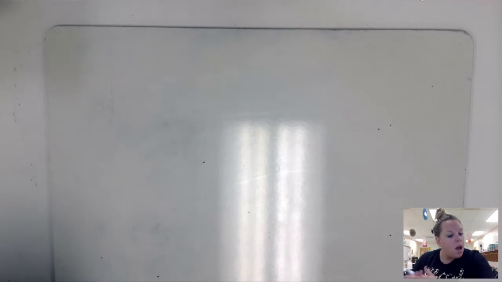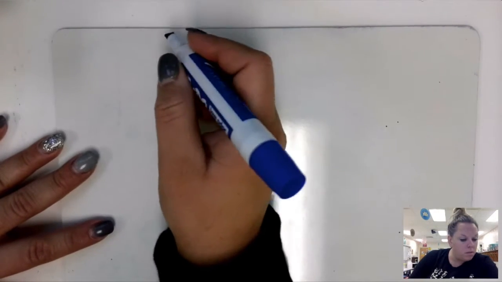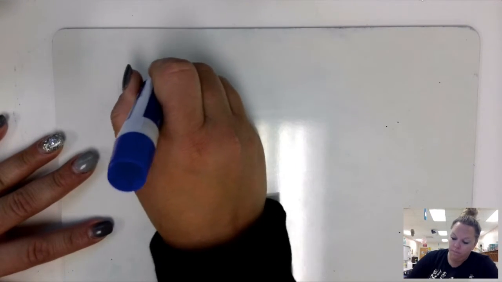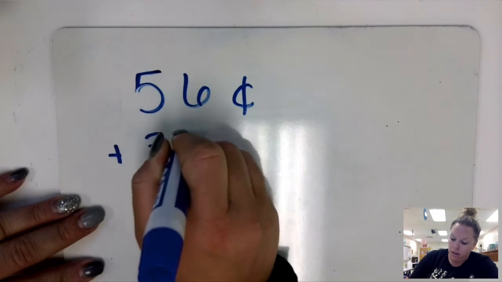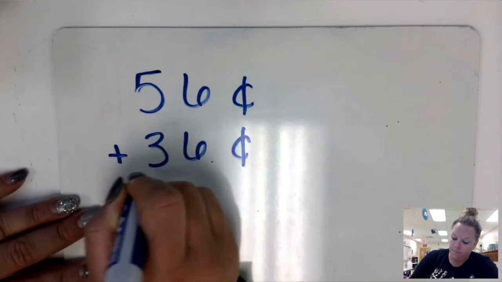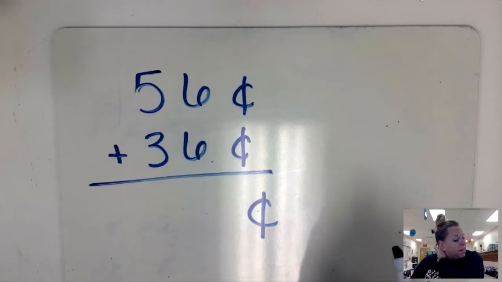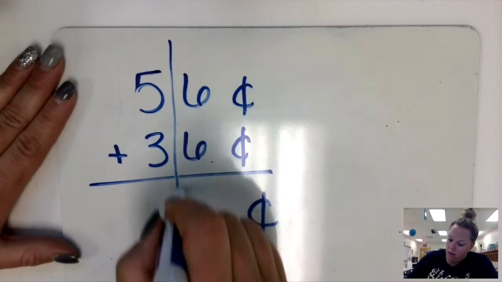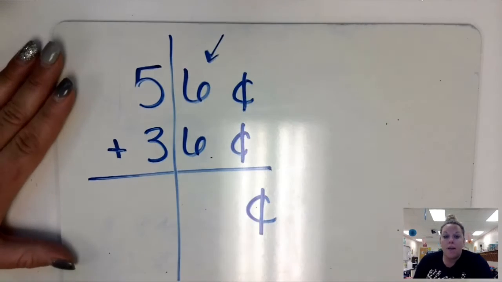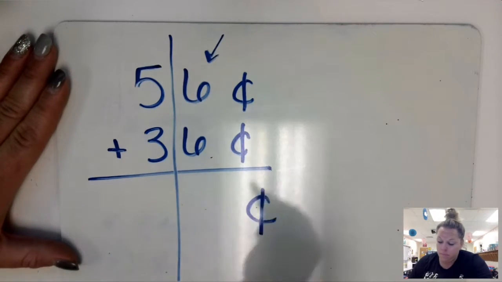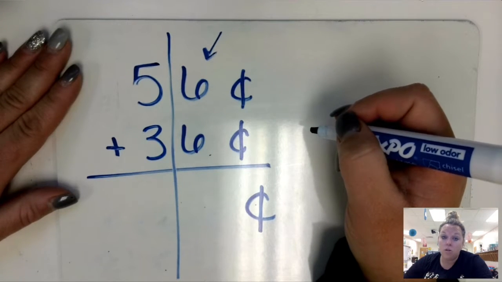All right. Let's do 56 cents plus 36 cents. Okay. Now, as you know, we could totally draw all these out, but I think that you are going to get the picture real fast here. I have to first add up my pennies. 6 plus 6. What is 6 plus 6? 6 plus 6 is 12.